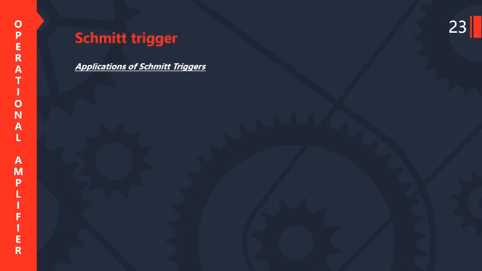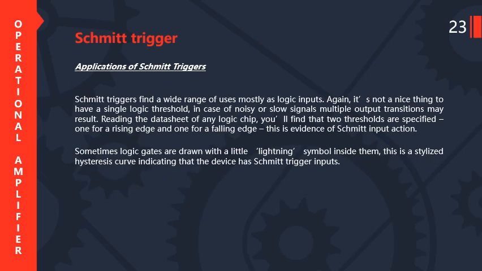Now next is the application of Schmitt trigger. Schmitt triggers find a wide range of uses, mostly as logic inputs. Again, it's not a nice thing to have a single logic threshold. In case of noisy or slow signals, multiple output transitions may result. Reading the datasheet of any logic chip, you will find that two thresholds are specified, one for rising edge and one for falling edge. This is evidence of Schmitt input action.